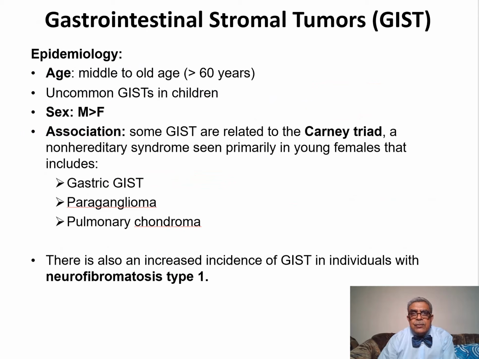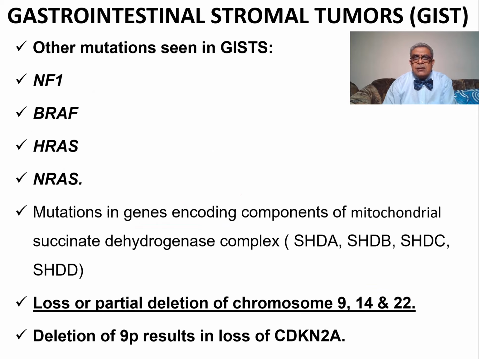Gastrointestinal stromal tumors are seen from middle to old age, usually around 60 years of age, uncommon in children, and more common in males. Some GISTs are related to Carney triad, a syndrome seen in females, which is gastric GIST, paraganglioma, and pulmonary chondroma. There is also an increased incidence of GIST in individuals with neurofibromatosis type 1.